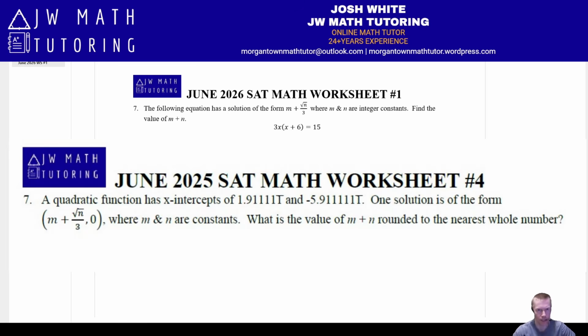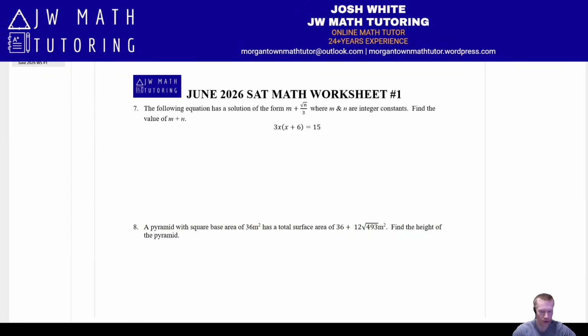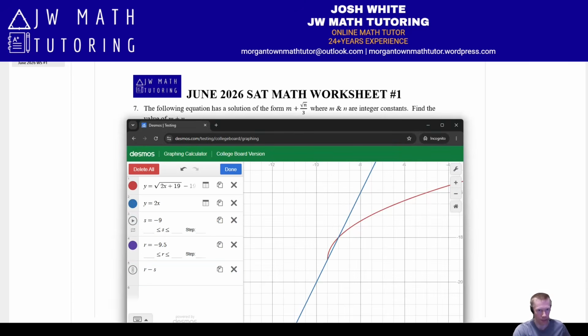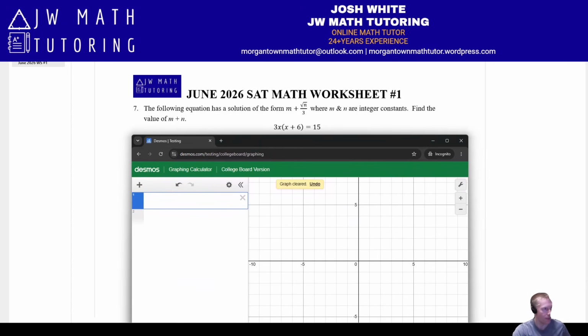You were given that there was a solution of this form, and I think you were given both actual numerical solutions, and then it said find the value of m plus n. So this one is similar, but it's not quite the same. I'm going to show you first how to do this entirely in Desmos. Then I will show you the algebra work, just because the algebra work is kind of a pain here because of the form that they give you the problem in.